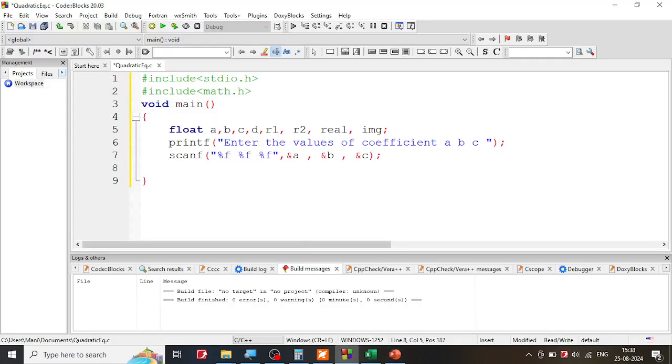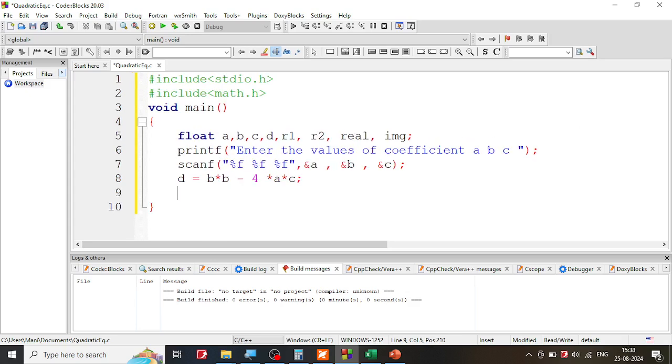So let's try to find the discriminant. I'm going to call this D. D is equal to B squared, which is B into B, minus 4 into A into C. So this is what I'm going to say. B squared minus 4AC, let me slightly zoom in. So B squared minus 4AC. So I get the discriminant.